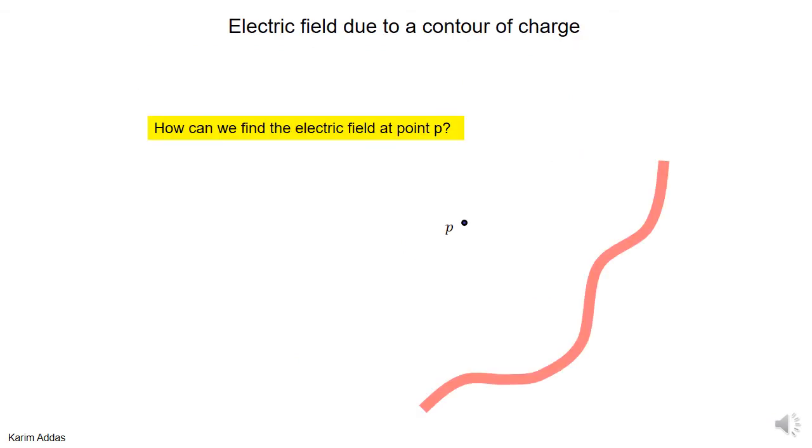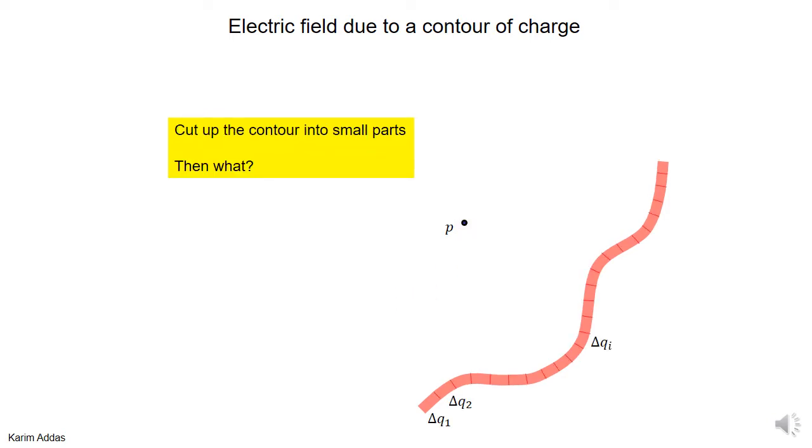So how would we deal with an object like this if it's a contour of charge, if charge is distributed everywhere on a line of charge, contour? How would we get the electric field at point P? The only way we can do this is if we cut it up into small parts. And we have to cut it up into small parts such that the small parts tend to zero size, because we only know how to get the electric field due to point charges.